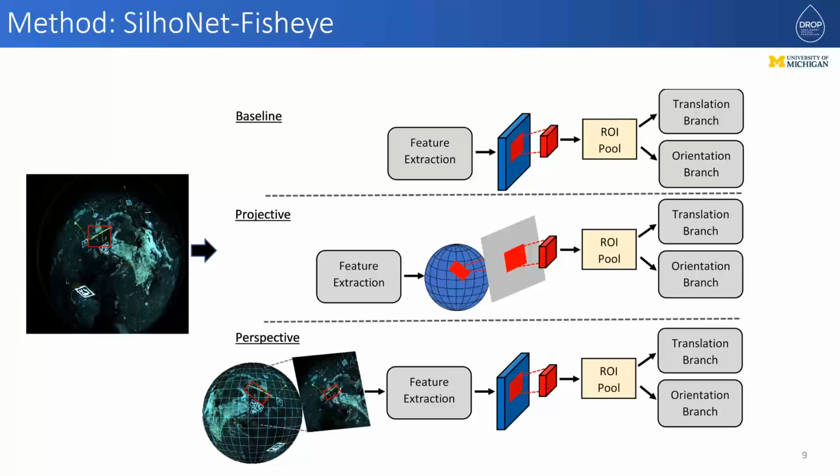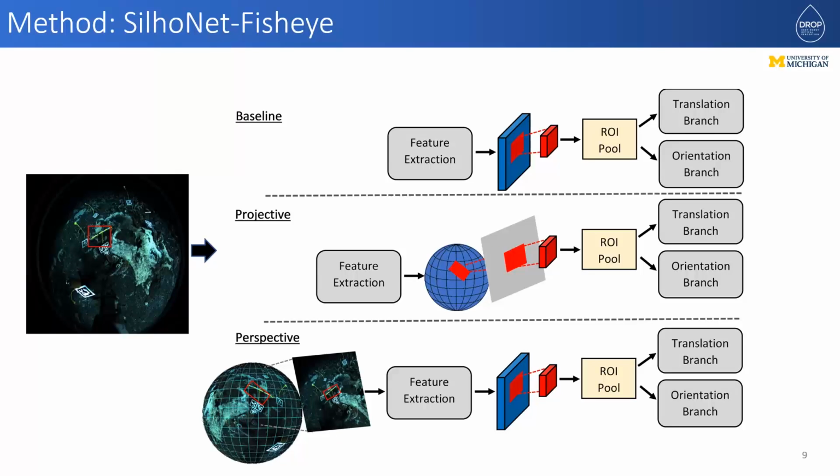We compare three different variants of the SilhoNet network, adapted for processing full fisheye images, with all variants regressing the apparent orientation as described previously. The first variant is the baseline, where the images are processed through the vanilla SilhoNet network, without any special consideration of the image distortions in the network pipeline.